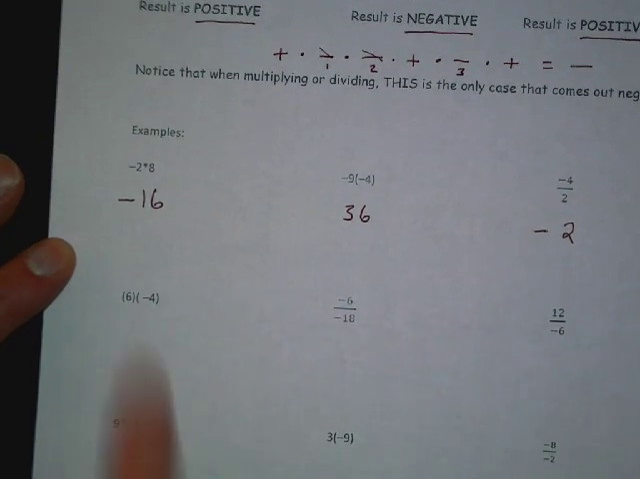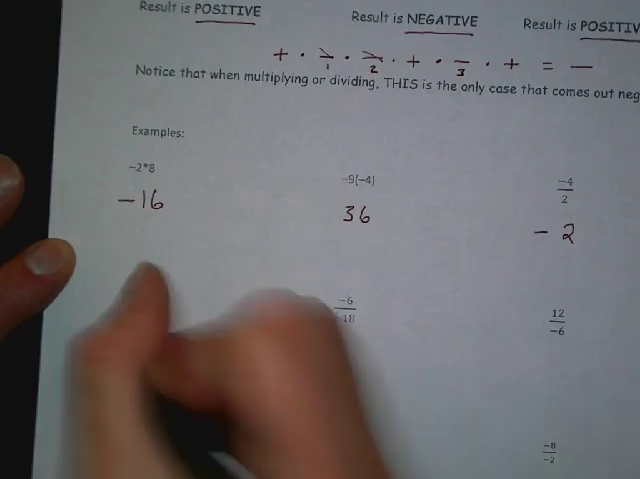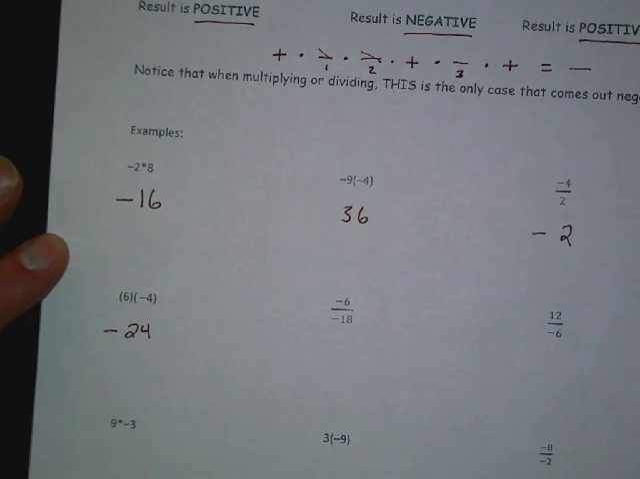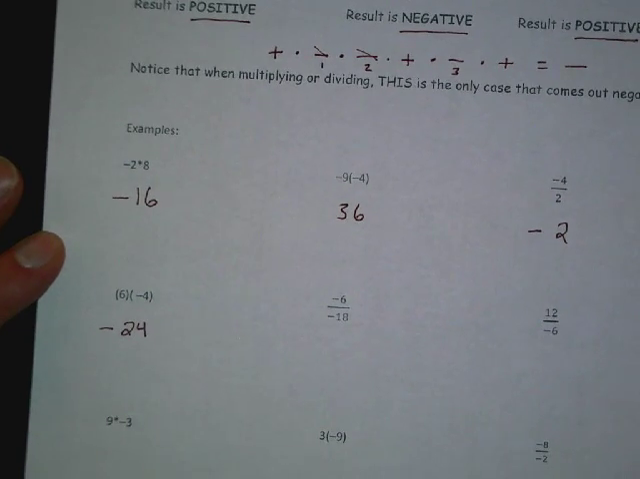Second row, positive times a negative. Negative, yeah. And then 6 times 4, 24. Next one, we have a negative and a negative. Negative divided by a negative.